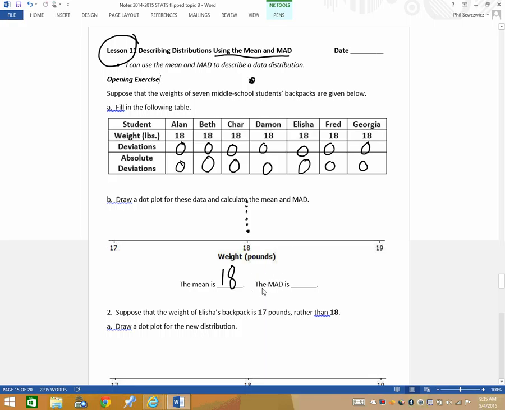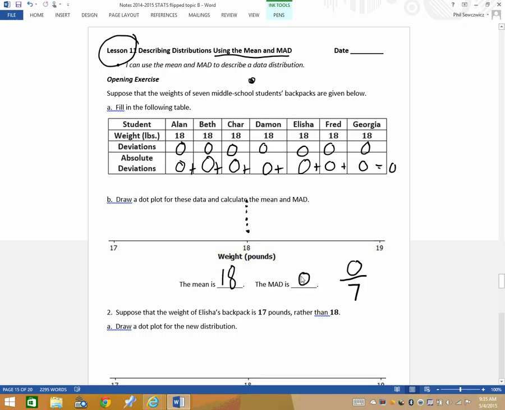The last part is the mean absolute deviation. What we do is add up all the absolute deviations. So 0 plus 0 plus 0 plus 0, you get the idea here as well. That's going to end up giving us 0. When we add them all up, we do get 0, and then we have to divide by how many there are, which is 7. So it's going to be 0.